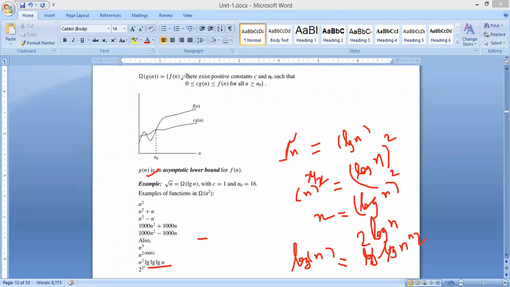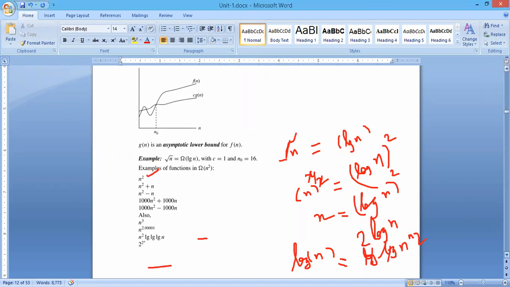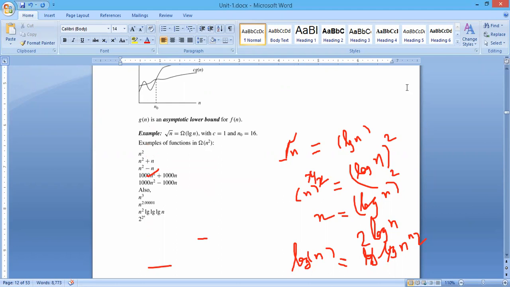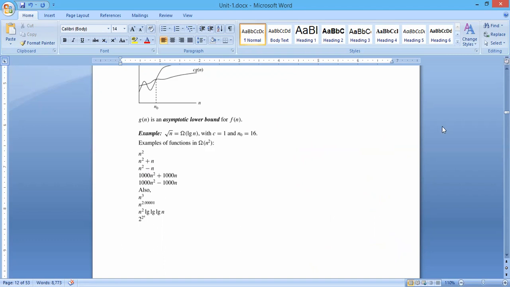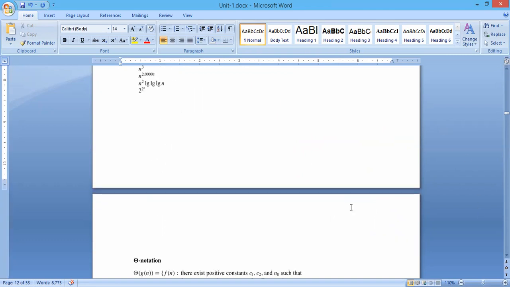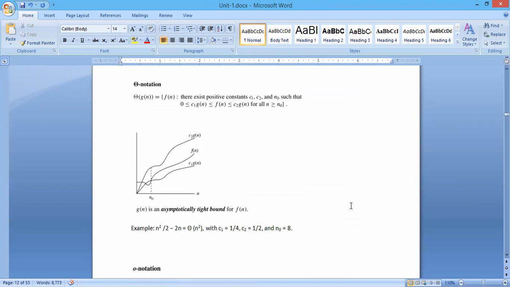I'm not going into the mathematics, I'm just going to teach you in an approximation way how we can solve this example. Clear? Little bit understanding of this example.